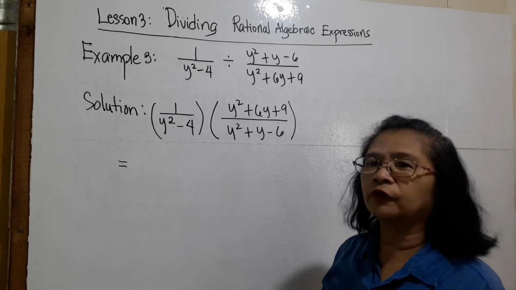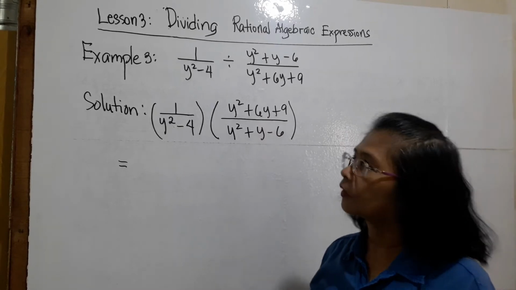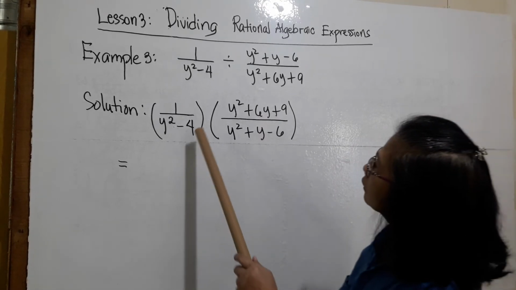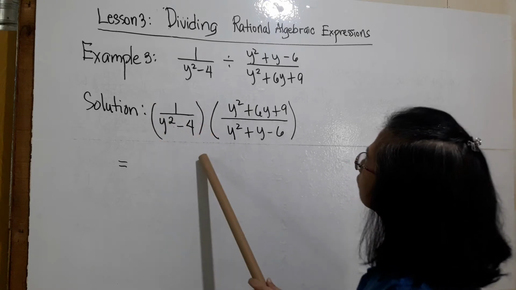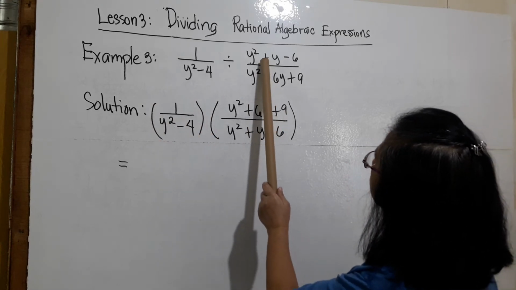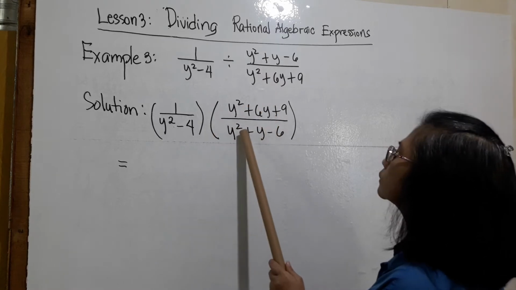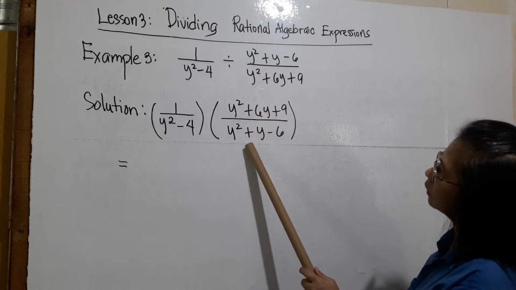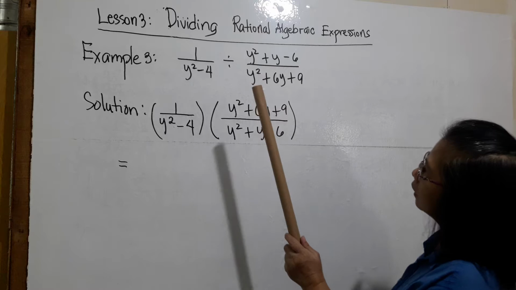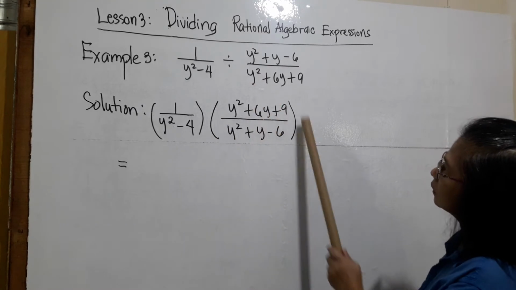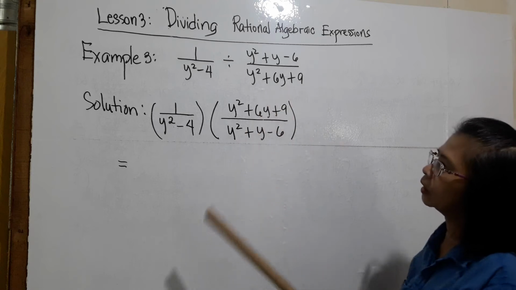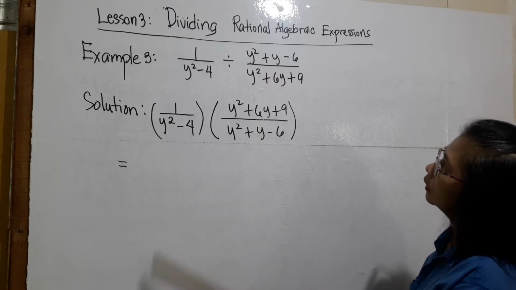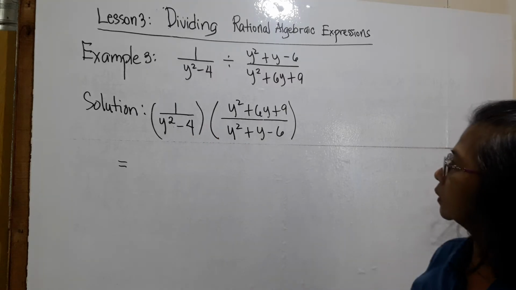Okay? Are you ready for example number 3? So, in the solution, I copied the first rational expression. I wrote the reciprocal of the divisor. So, I interchange: the numerator now becomes the denominator, and the denominator now becomes the numerator, and this is the reciprocal of the given divisor. And we need to follow now the steps in multiplying the rational algebraic expressions.